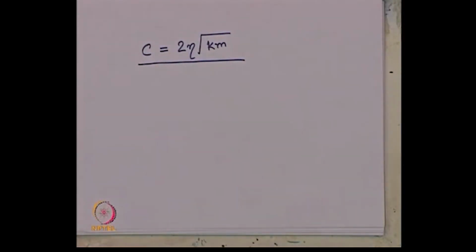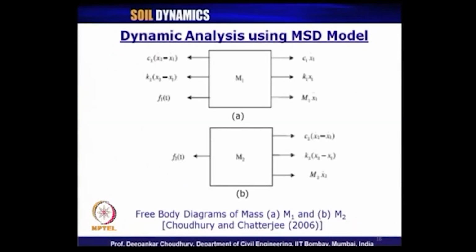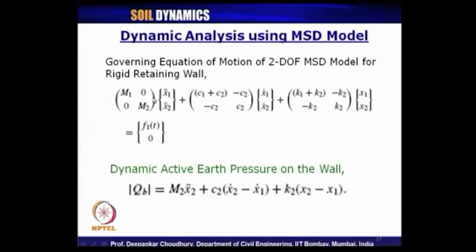Fine. So, with this knowledge, next, after considering this free body diagram, we can easily write down, by applying D'Alembert's principle, the governing equations of motion for the 2 degree of freedom model in matrix form, in this format. Am I right? Because it is a 2 degrees of freedom system.